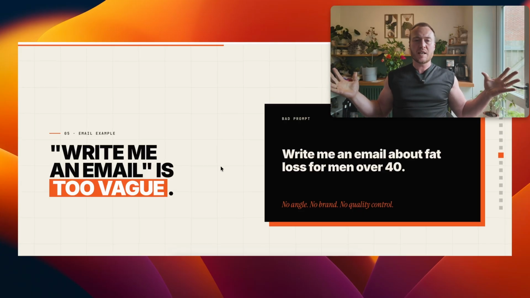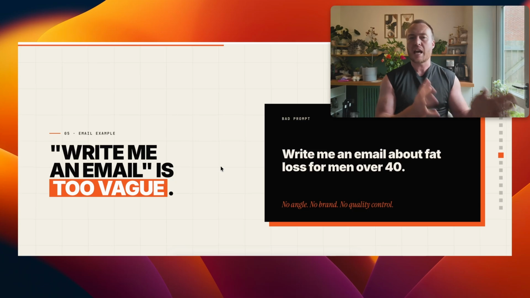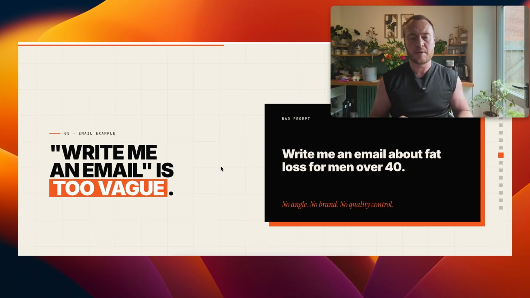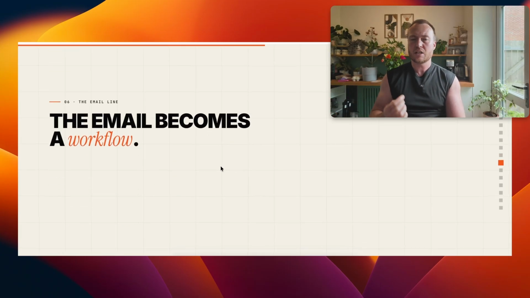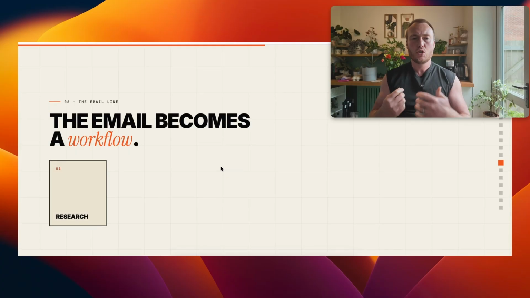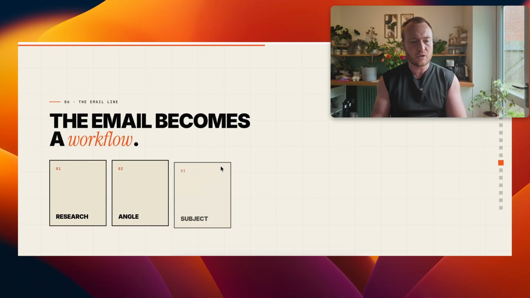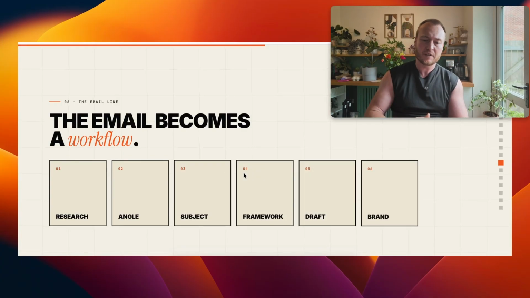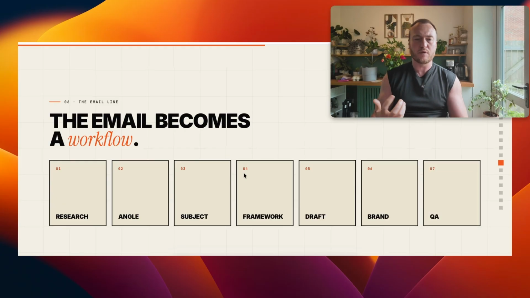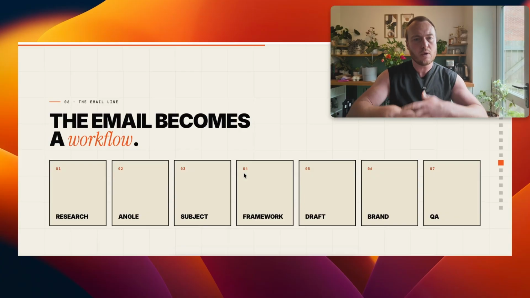Like I said, if you just give it, say, write me an email about fat loss for men over 40, you're going to get a very vague output. Whereas if you could run that through a team of agents that workflow it, what you're going to get out at the end is going to be significantly better. So this email becomes a workflow. You have your research agent that goes into what angle you're going to take on it, what the subject's going to be, what particular framework we're going to write about, that then drafts it out, then injects your brand into it, before finally you have a quality assessor that looks through the entire flow. Obviously, this then comes to you and you do one final check.